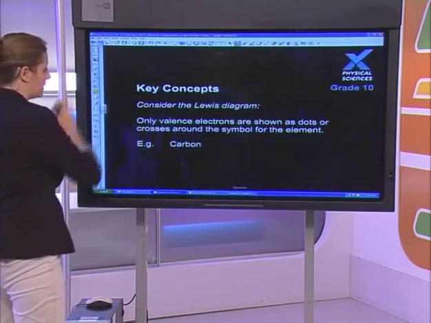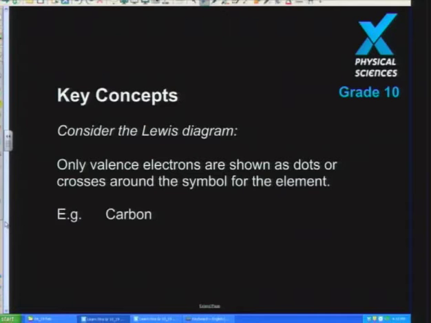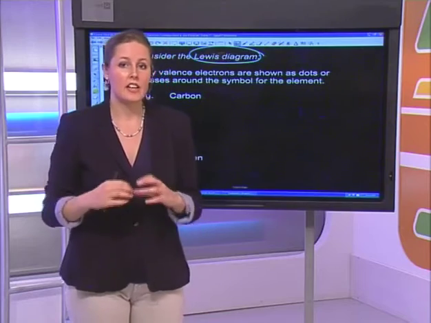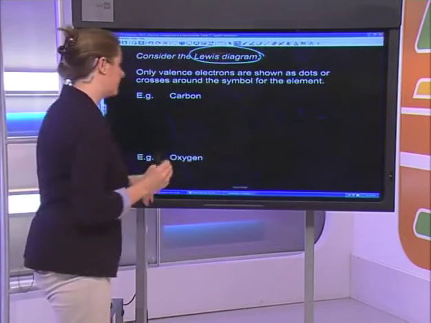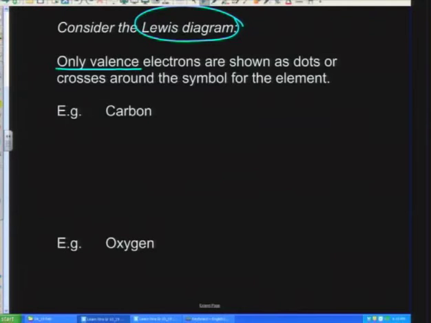Let's move on to the next, a few of these in terms of practice. Now, I've included here Lewis diagrams. Lewis diagrams are even simpler than the concentric circle model because they only consider the outer ring, the valence shell, which is helpful. So only valence electrons are shown as either dots or crosses around the symbol for the element.